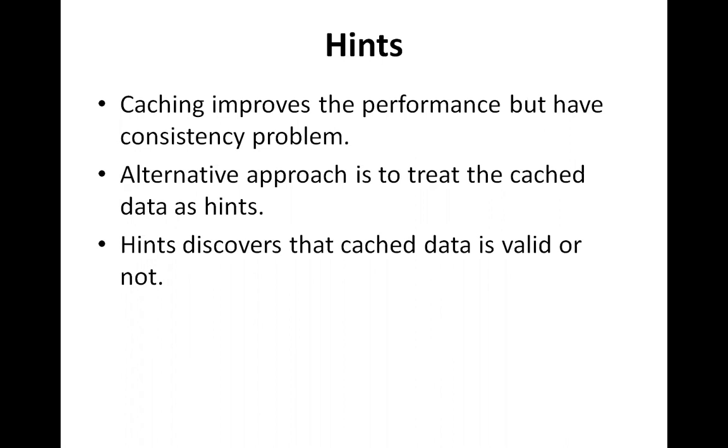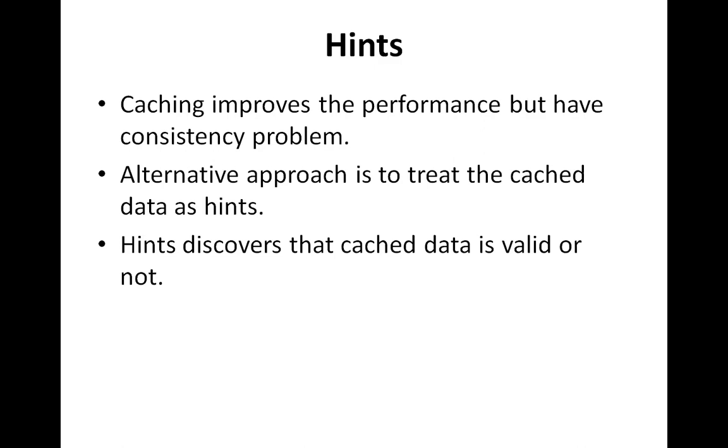If we try to learn this with an example: after the name of a file or a directory is mapped to a particular physical object, the address of the object can be stored as a hint in the cache. So whenever we are using any file, or mapping any directory to physical objects, the address of that object will be stored as a hint in the cache.